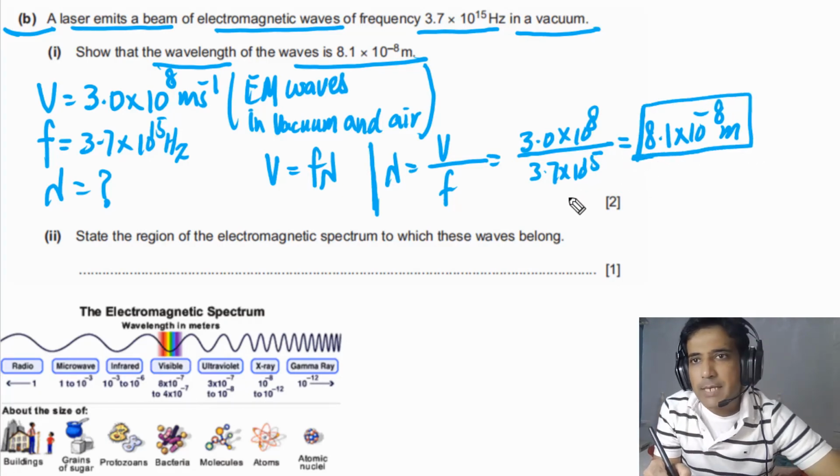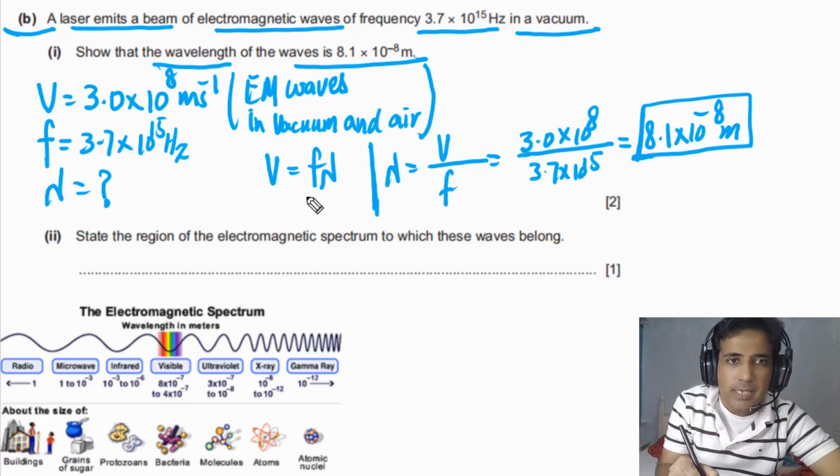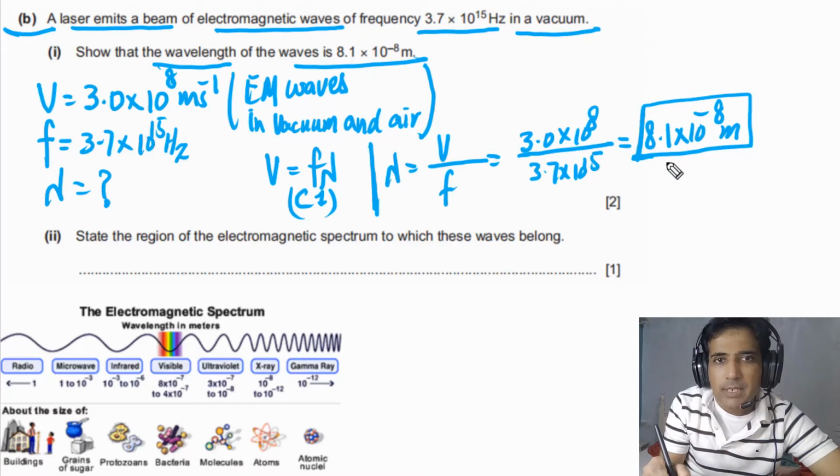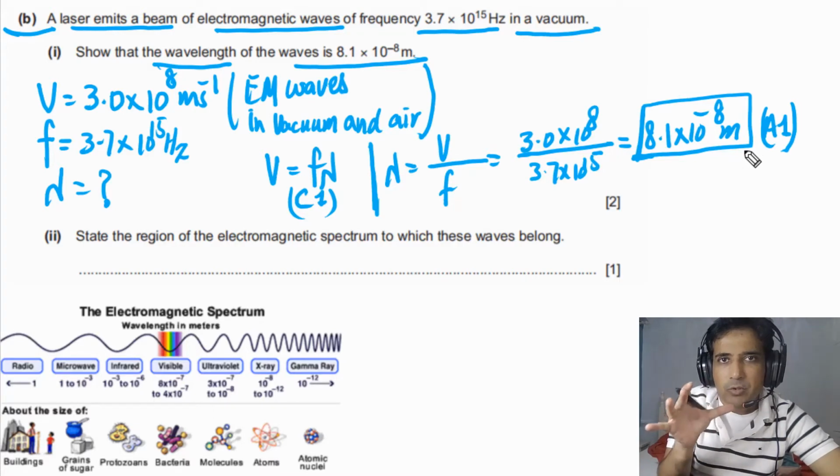This question has 2 marks. The first mark you will get if you have used this formula, and the second mark you will get, that is the answer mark, if you have got the correct value of wavelength. So this is how marks will be awarded for this question.